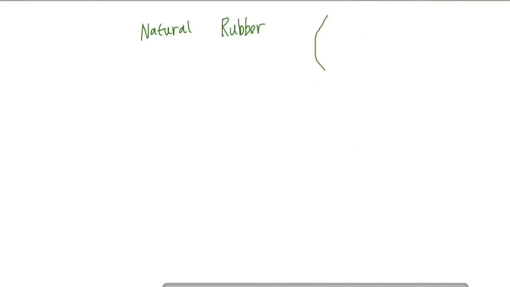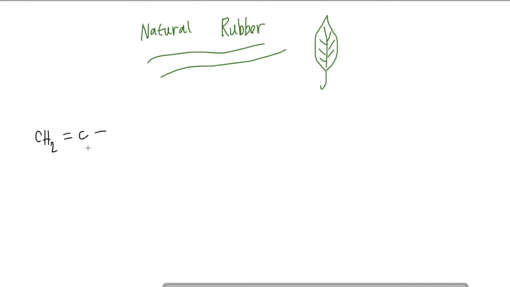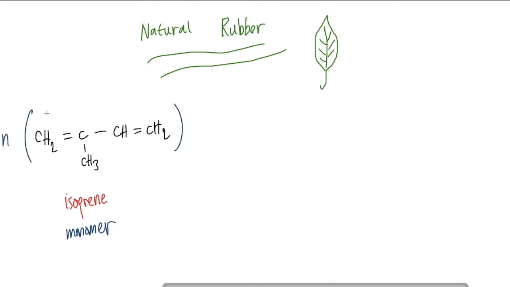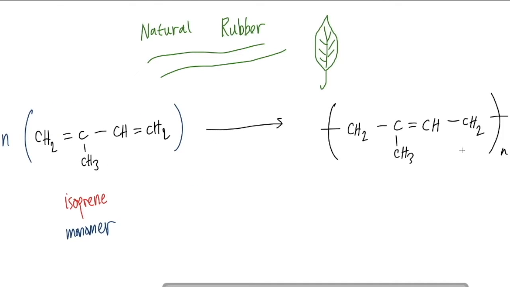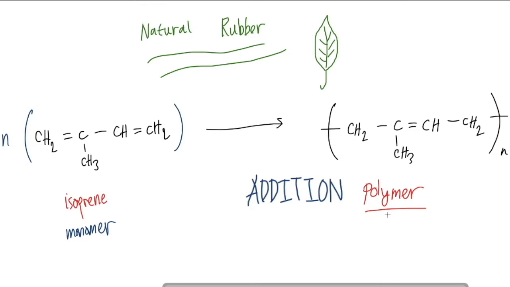But behind all of that, just like synthetic rubber, natural rubber also has its own monomer. This time, it's a 4-carbon chain with 2 pairs of double bonds and a methyl group called isoprene. It is known that isoprene polymerizes in the same way chloroprene does, by addition polymerization.